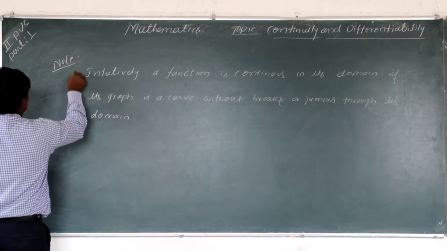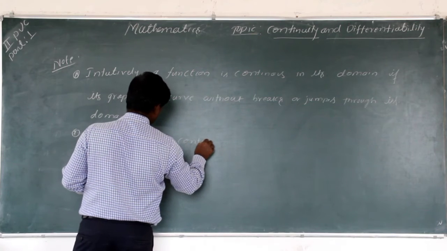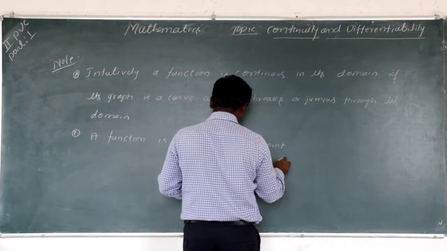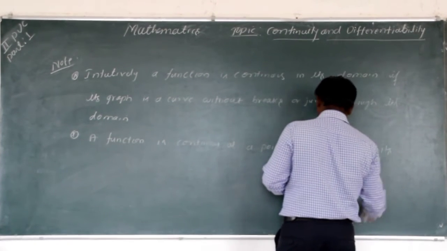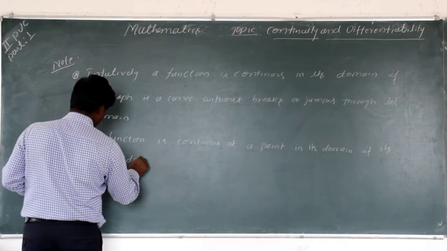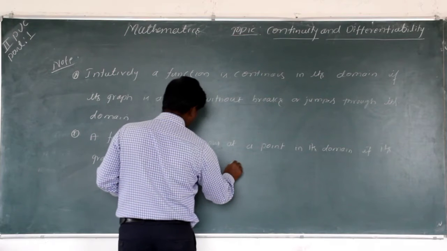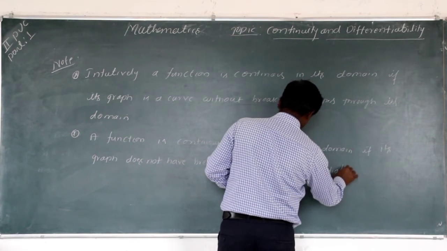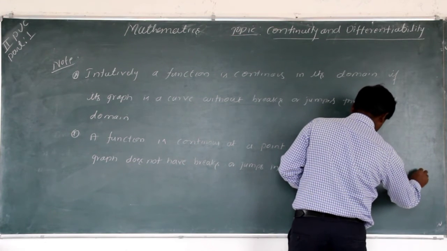Okay, and one more word. A function is continuous at a point in its domain if its graph does not have breaks or jumps in the immediate neighborhood of the point.